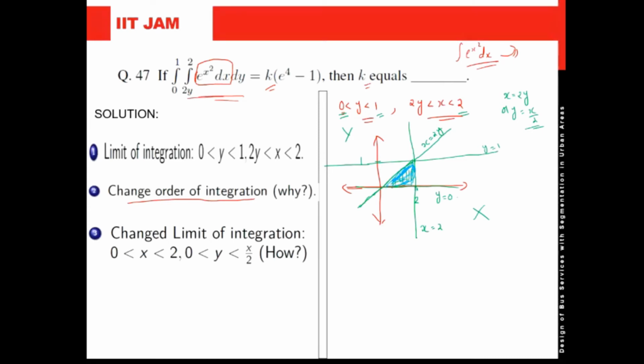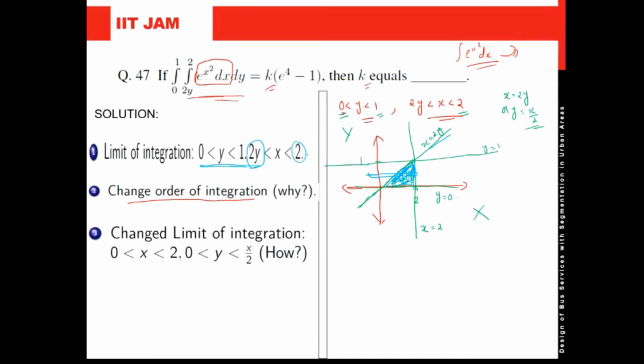Now, in the first limit, we have taken a horizontal strip. So this strip moves from 0 to 1. Y ranges from 0 to 1, and it enters through x equal to 2y, and it stops at x equal to 2.